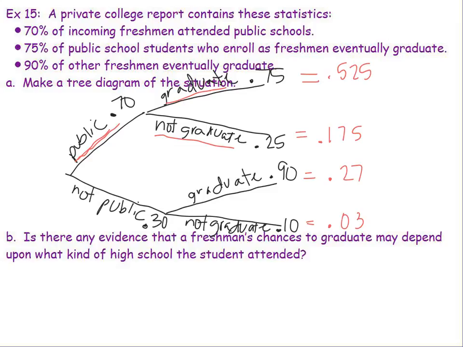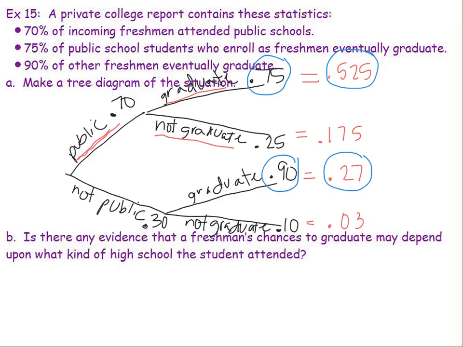First question, is there any evidence that a freshman's chances to graduate may depend on what kind of high school the students attended? Well, the 2 numbers we should be looking at are the graduation percentages. Those that went to public school only graduated 75% of the time. Those that did not go to public school, all of those other options, graduated 90% of the time.